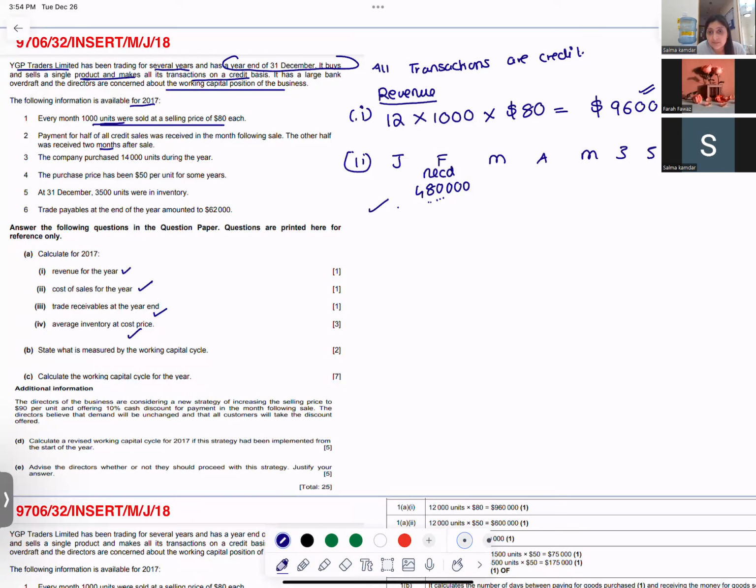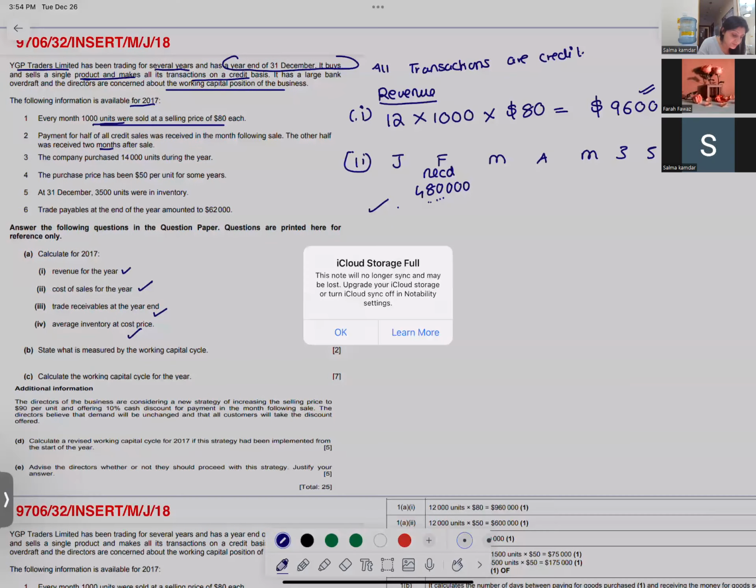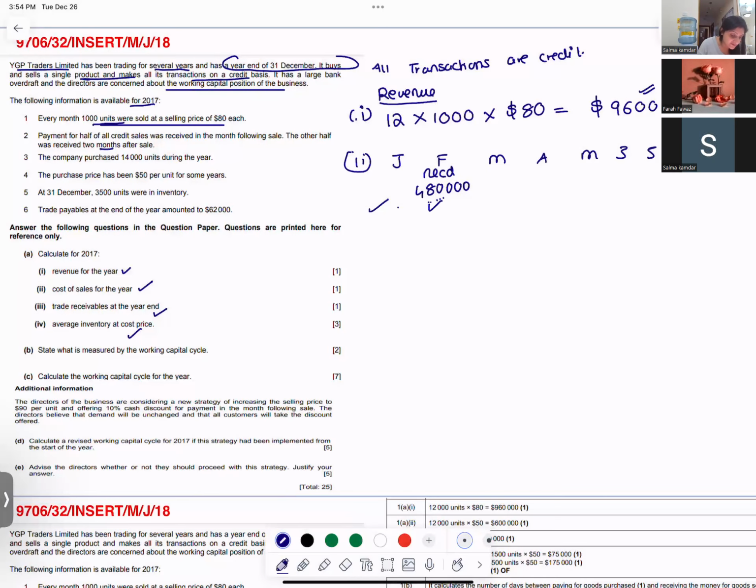This is the total sales, right? Yeah, this is the total sales. So how much will I receive? In February, I'm going to receive 480. 2 months after sales, that means when will I receive my next payment? In April? In April. How much? 480,000. Okay. That means if I'm selling in January, I'm going to receive in February 480,000.